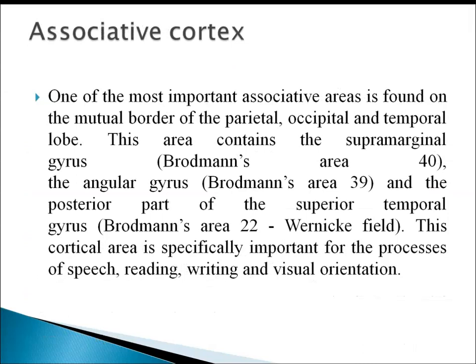The next is the associative area, which is found on the mutual border of the parietal, occipital and temporal lobe. This area contains the supramarginal gyrus and the angular gyrus, that is area numbers 39 and 40, and also the posterior part of the superior temporal gyrus, that is area number 22, which is also indicated as Wernicke's area. So it is responsible for the process of speech, reading, writing and visual orientation.